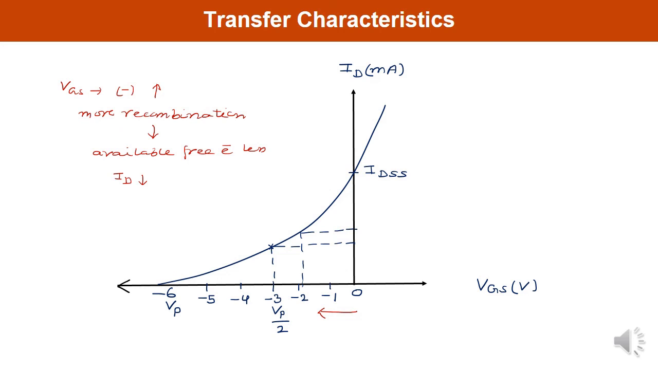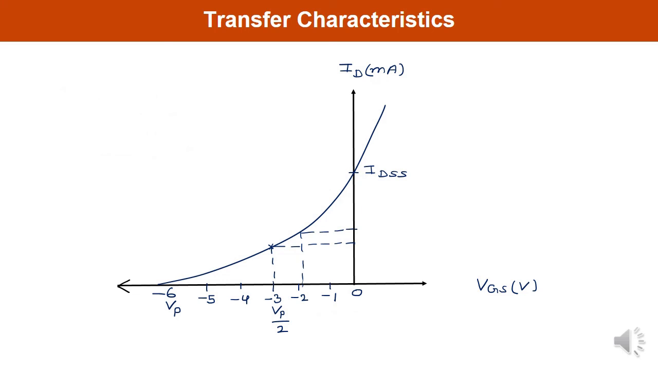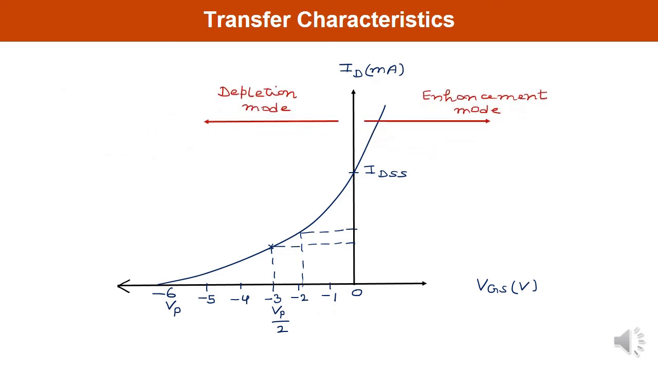So here you can observe the two regions. IDSS is the value of drain current when the VGS is 0. The two regions are the depletion mode, the left one, and the enhancement mode, when the VGS is positive. So I hope now you'll be able to draw the transfer characteristic curve also.